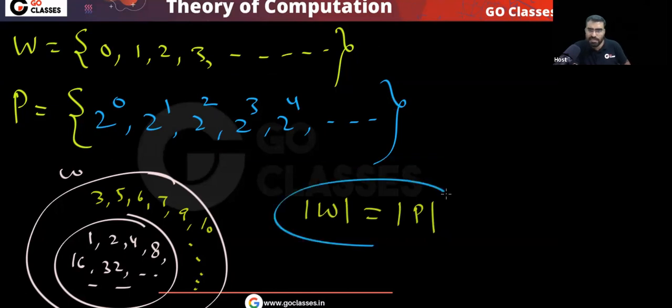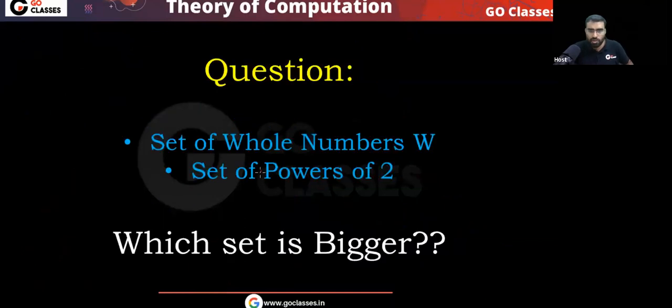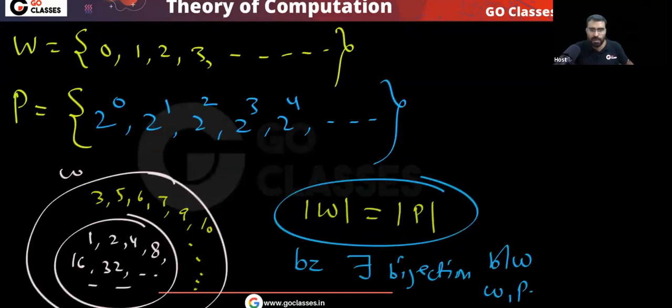Yes, they have the same size because there exists a bijection. We can create a bijection between W and P, the set of non-negative powers of 2. So you can put them in bijection. What bijection will you give? Tell me. Let me know.